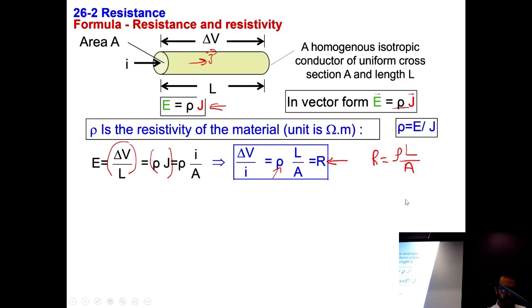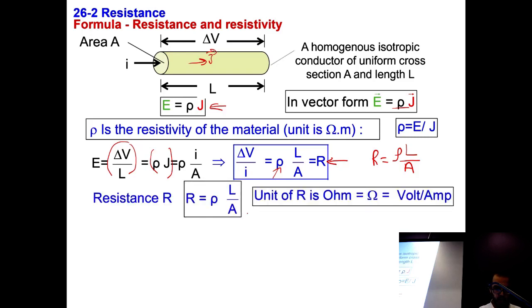and the potential difference, and the fact that the electric field is equal to rho, the resistivity, times the current density, current per unit area. Okay, so you need to remember this equation. What is important is that the resistance of a resistor only depends on the resistivity of the material and on the geometry, its length per cross-sectional area. Its units are ohms, or volts per ampere.